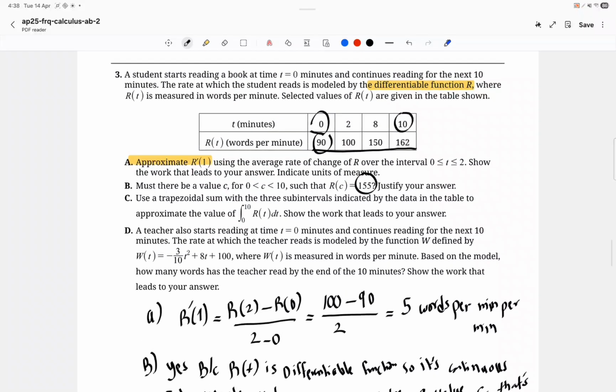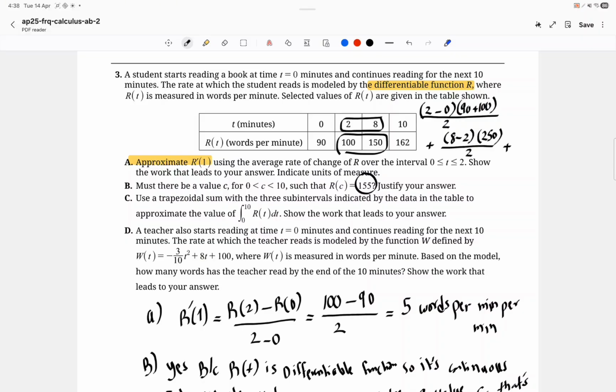So how does that work? Basically you're going to say 2 minus 0 times 90 plus 100 over 2. Then you will do 8 minus 2 times 100 plus 150 over 2. Then you will do 10 minus 8 times 150 plus 162 over 2.